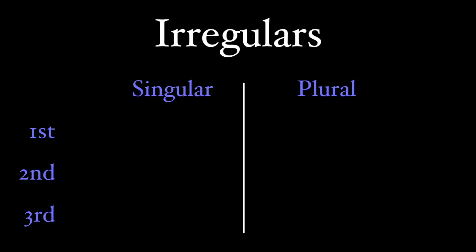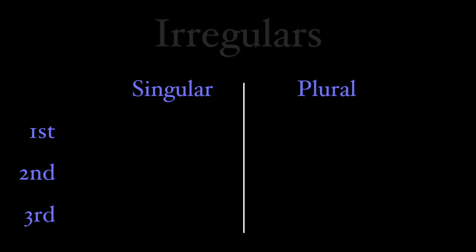There are a few irregulars in the present subjunctive only. And really, what would life be without irregulars? Boring, that's right. But keep in mind that these irregulars are only irregular in the present subjunctive. They are completely regular in other tenses of the subjunctive mood.